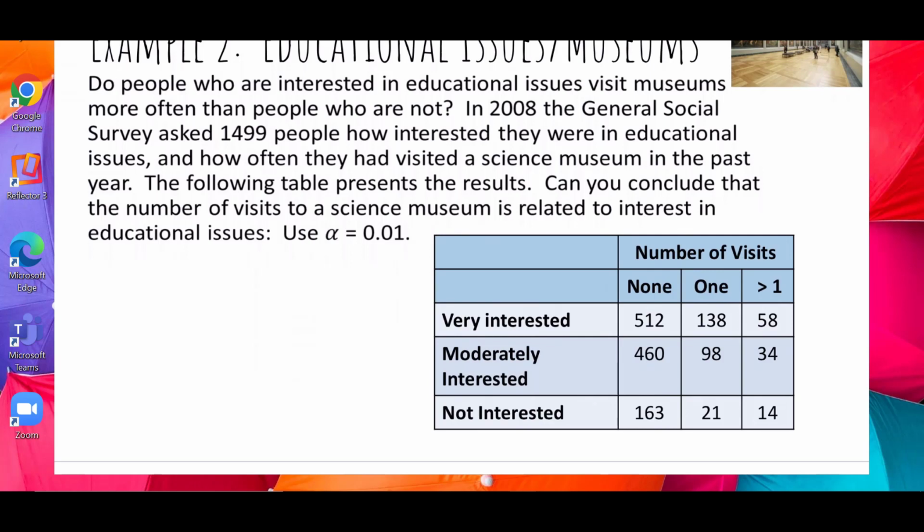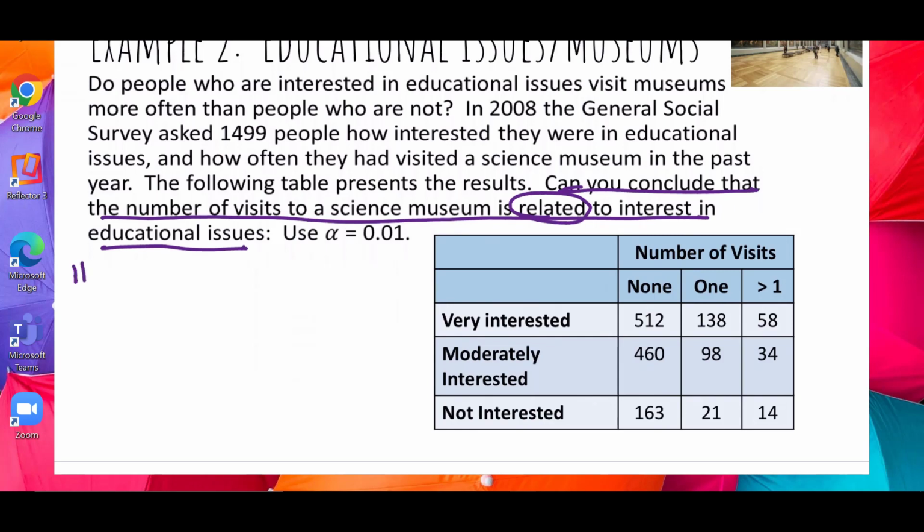Awesome. So do people who are interested in educational issues visit museums more often than people who are not? In 2008, the General Social Survey asked 1,499 people how interested they were in educational issues and how often they had visited science museums in the past. The following table presents the results. Can you conclude that the number of visits to a science museum is related to interest in educational issues? So related means not independent, right?